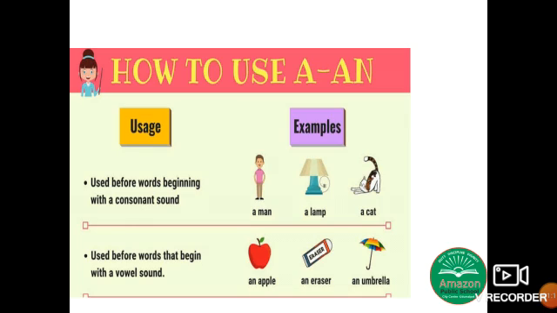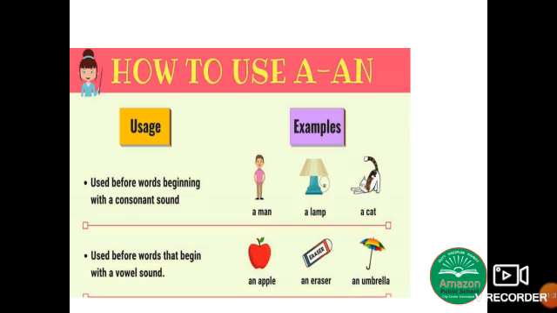The examples are man. M is a consonant, so you use a man. Lamp. L is a consonant, so you use a lamp. Cat, the K sound. C is a consonant, so you use a cat.